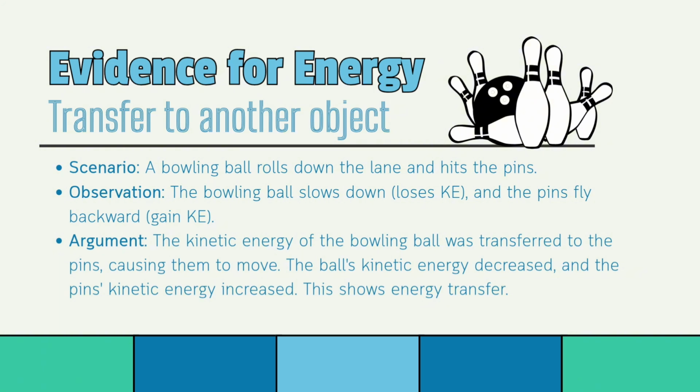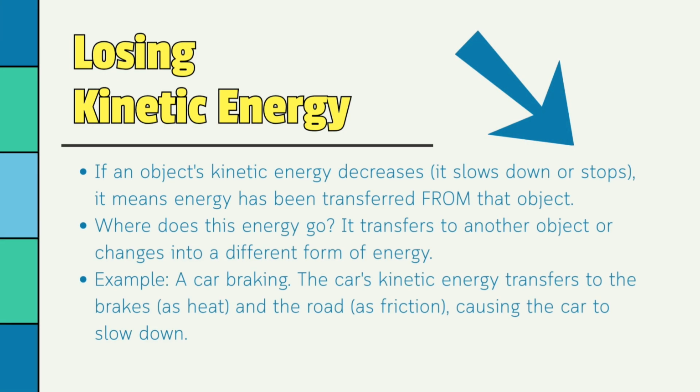Now let's talk about losing kinetic energy. When an object slows down or stops, its kinetic energy decreases. That means energy is transferred from that object. But again, where does it go? It goes into another object or changes into another form of energy.